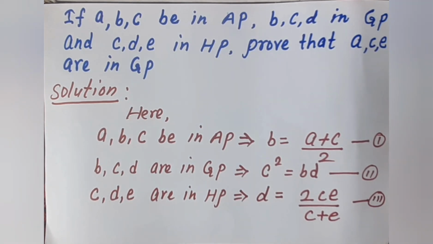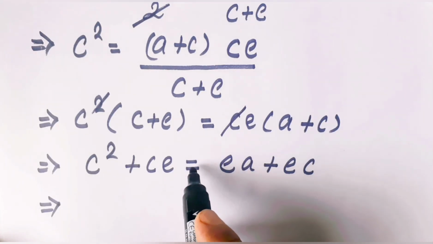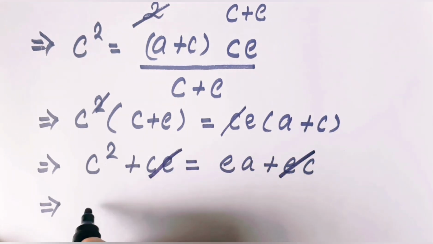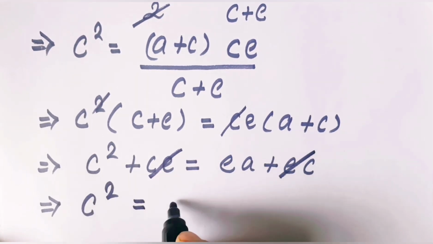So see this here. In the first equation the value of B is A plus C by 2, and in the third equation D is equal to 2CE upon C plus E. If we substitute the values of B and D in equation 2, we get C square is equal to this into this. Now the CE and EC cancel, and this becomes C square is equal to AE.